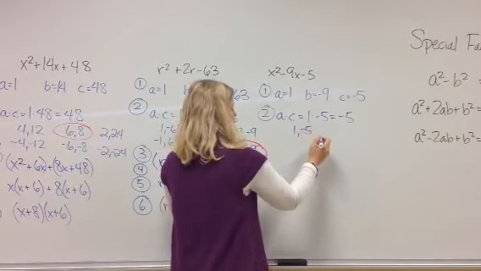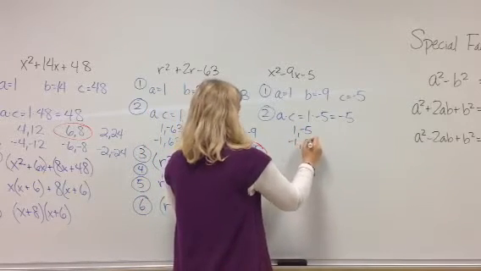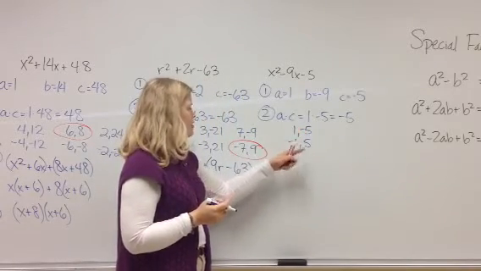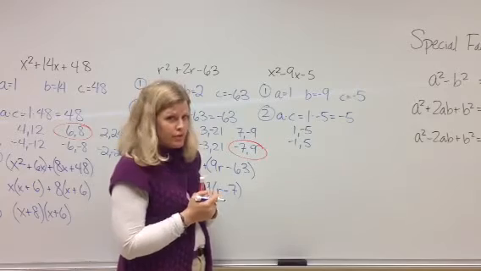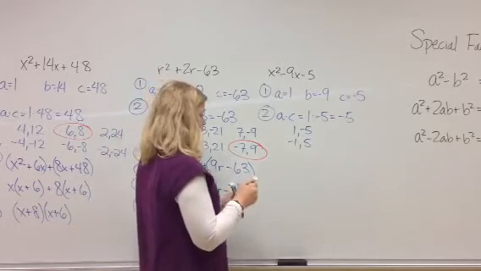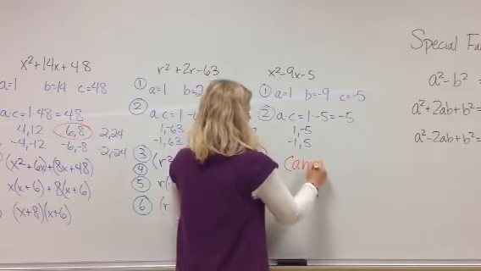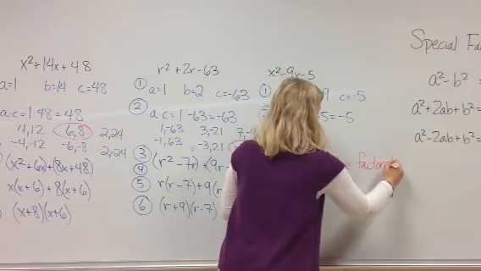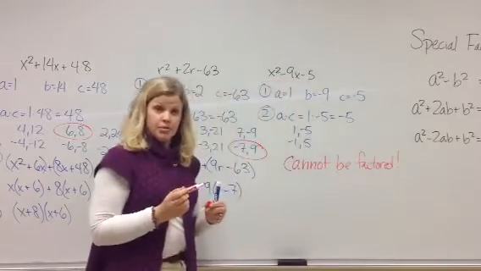Okay, so let's come up with all the factor pairs. 1 and negative 5, or negative 1 and 5. Do either of those add up to negative 9? No. So then you just write, cannot be factored. And you will probably have a couple of those, okay?